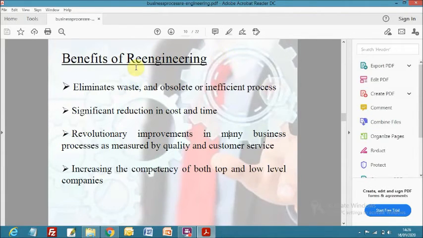Benefits of reengineering: eliminates waste, obsolete or inefficient processes. As I said, we will go for business process reengineering only when it is required. Like when we have old machines or semi-automatic machinery that we have been using for the last 20 years. Only then will we re-engineer our process with new fully automatic machinery. Getting the point? So it must be required first.